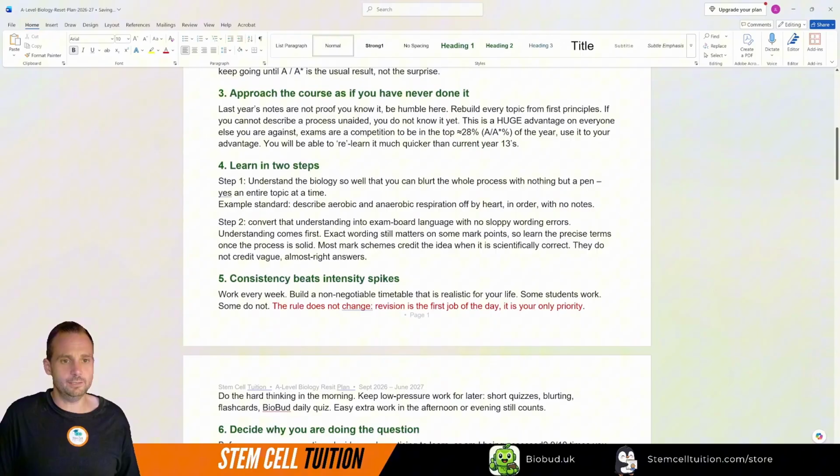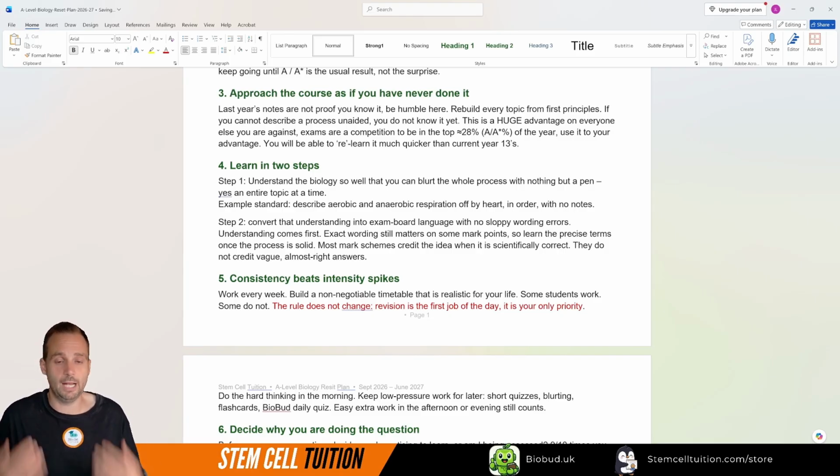Now, the next thing is direct feedback from previous resitters that have been successful, which is: approach the course as if you've never done it. Just start again, and there will be some psychological frustration here, like "I can't be bothered to go through this again." You're going to have to. Start again, learn it as a complete novice, pretend you've never done it before.